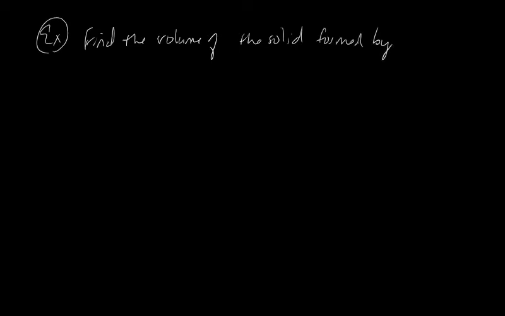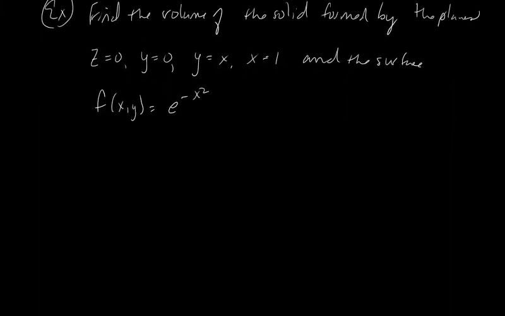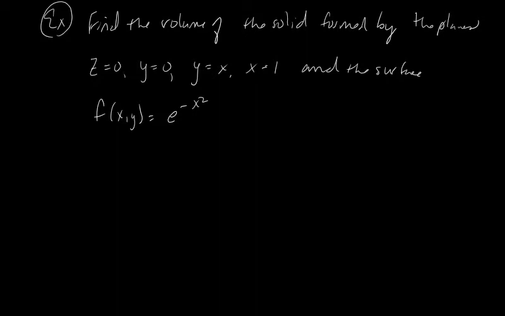Another example here. Let's find the volume of the solid formed by the planes z equal to 0, y equal to 0, y equal to x, and x equal to 1, and the surface f of xy equal to e to the negative x squared. Okay, so the planes z equal to 0 and y equal to 0 are the xy and the xz coordinate planes respectively. So I'm going to go ahead and draw this.